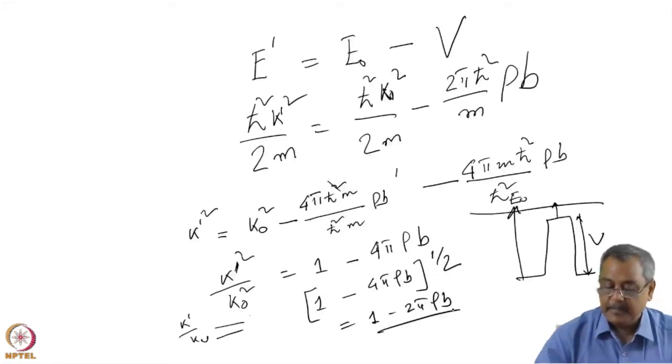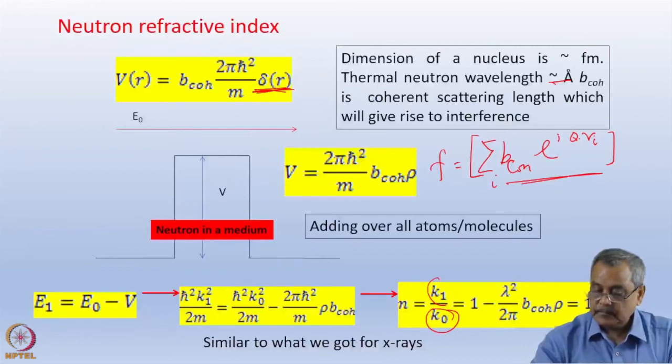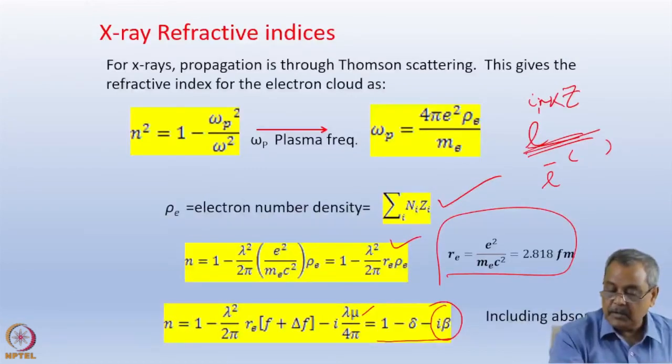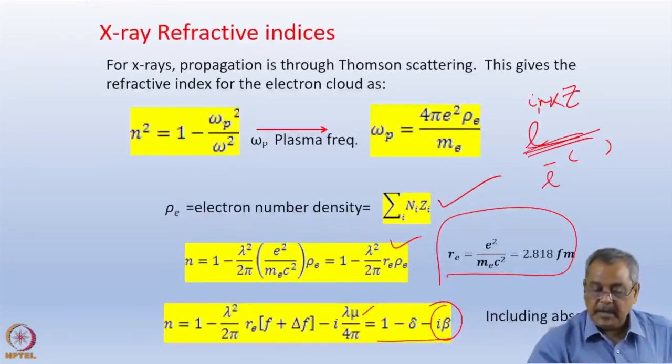And this gives me the refractive index. Now I can switch back to lambda from k prime to k, because k is equal to twice pi by lambda, so n equal to 1 minus lambda square by 2 pi b coherent rho, which is again 1 minus delta. This expression is exactly same as what I got for the x-rays.